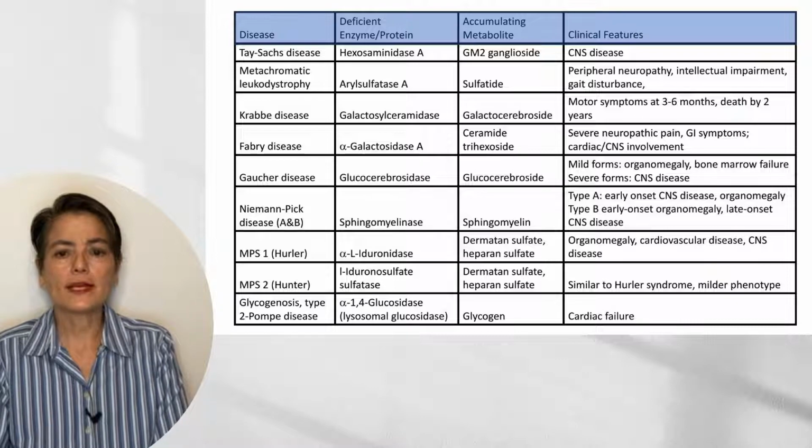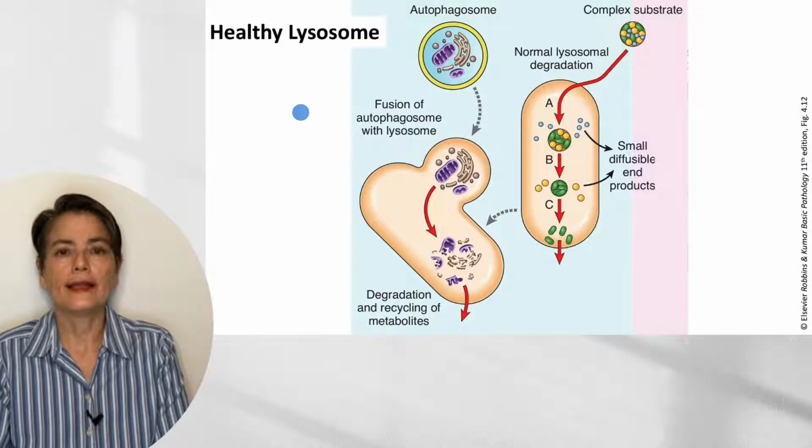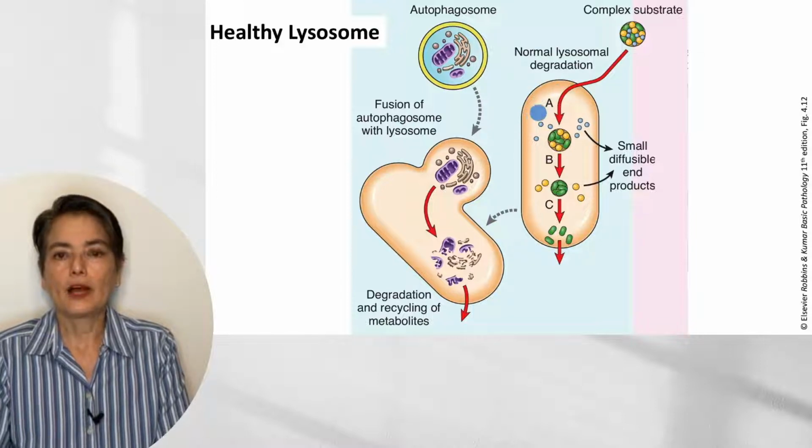So with that background, let's take a look at what happens in a healthy lysosome and then what happens in a lysosome that is lacking an enzyme. So here we have our complex substrate. This could be, for example, our GM2 ganglioside, which ordinarily is incorporated into the lysosome. Enzyme A is going to break this down, letting these little blue small diffusible end products out. Enzyme B is going to do the next part, taking out these little yellow molecules, moving us down to here. And then enzyme C is going to release these small green compounds, which can then just diffuse out of the lysosome.